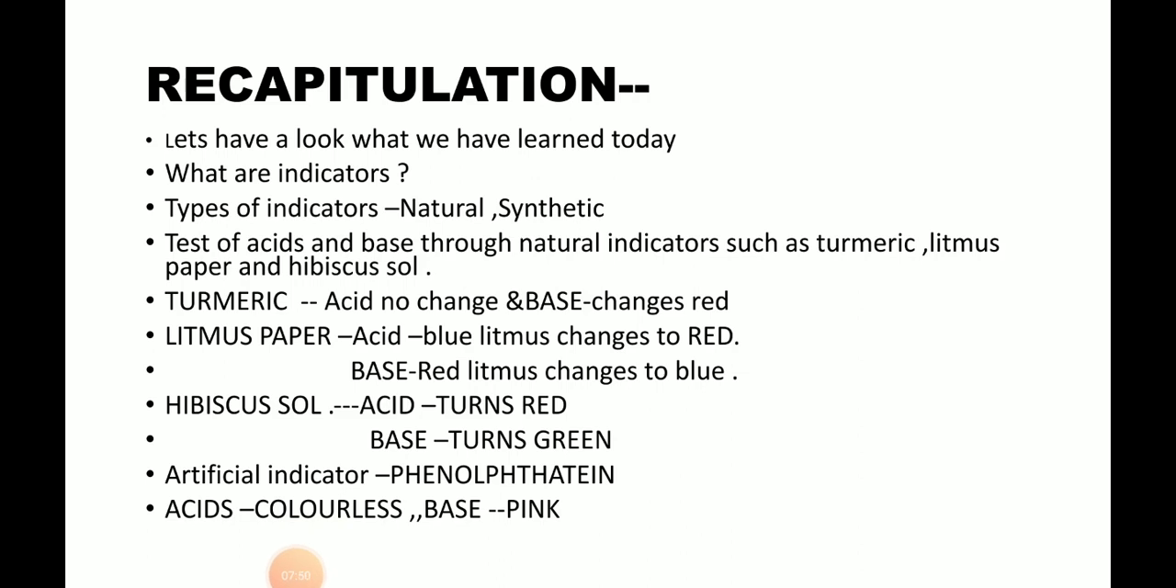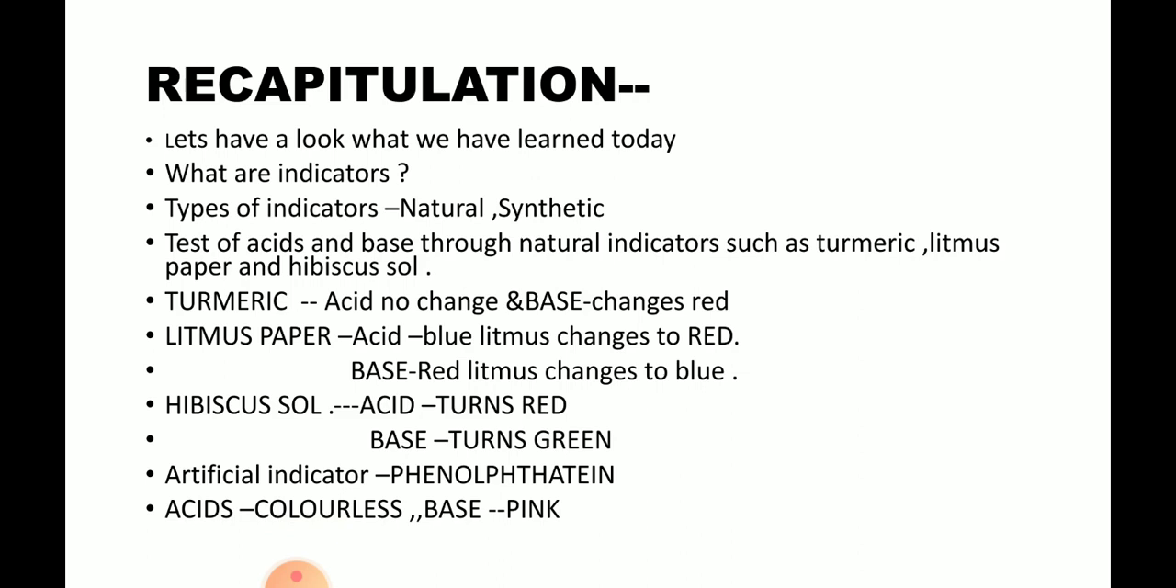Let's have a look at what we have learned today, that is, what are indicators. Indicators are the substances that indicate acidic and basic nature. Then we have learned about types of indicators. We get indicators in two types, natural indicators and synthetic indicators. And then we have also seen in the video how the test of acid and base is done with the help of natural indicators.